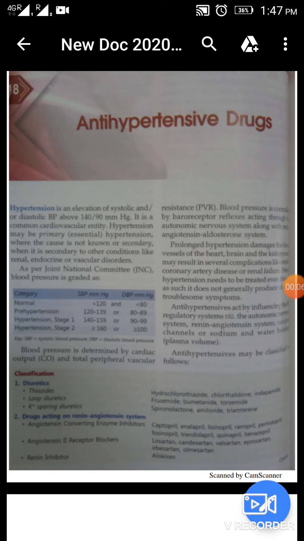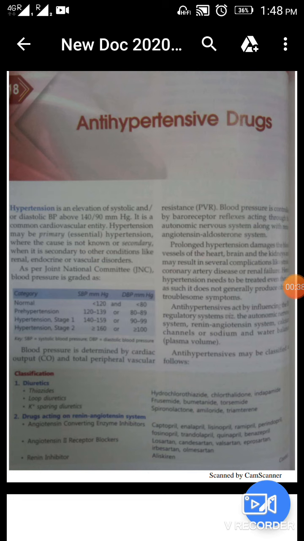Today we will discuss the drugs which are used in hypertension, right? That is called antihypertensive drugs. So let's start with what is hypertension. Hypertension is an elevation of systolic as well as diastolic blood pressure, right? Both the elevation of systolic and diastolic, it is generally above 140 by 90 mmHg, right?